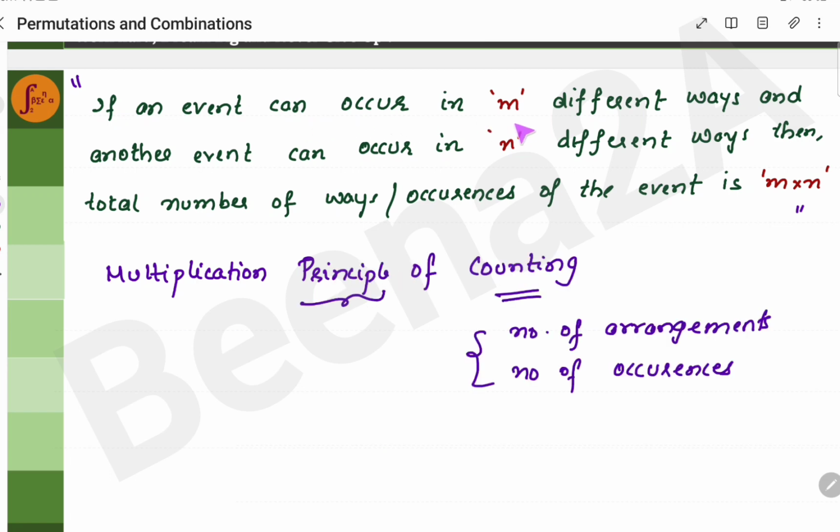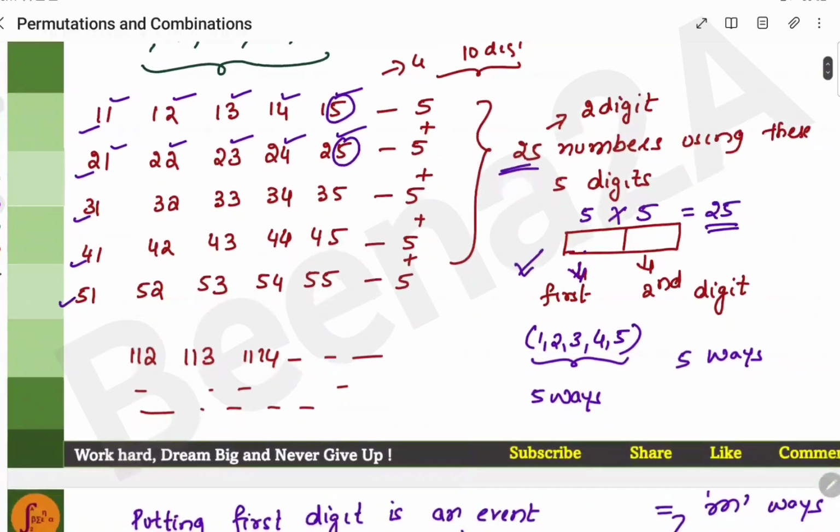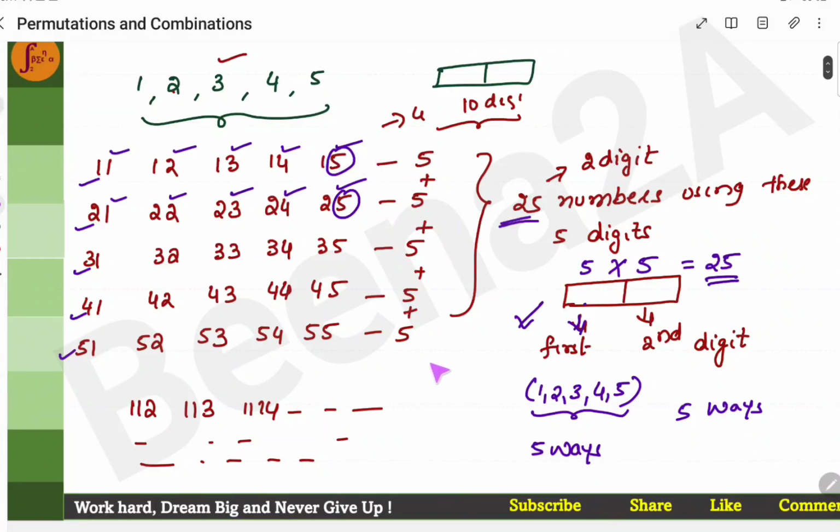That is, the first event will take m different ways, and the second event will take n different ways. Then the total number of ways or occurrences of the event is m into n. So this is the multiplication principle of counting. Basically, you can write all the combinations or all the arrangements, but by using the multiplication principle of counting, you can easily do it without writing every arrangement. So like this, 5 into 5, m into n.